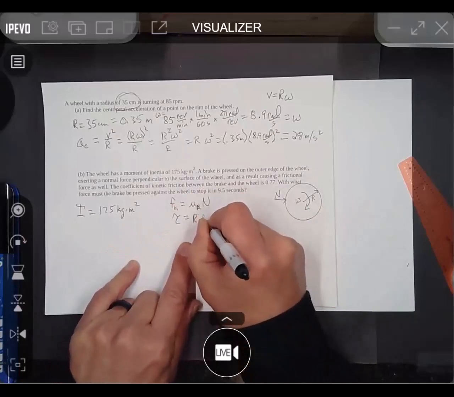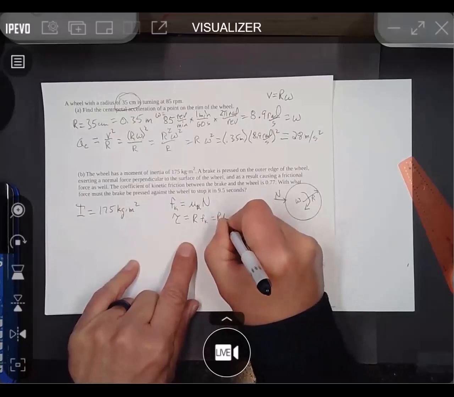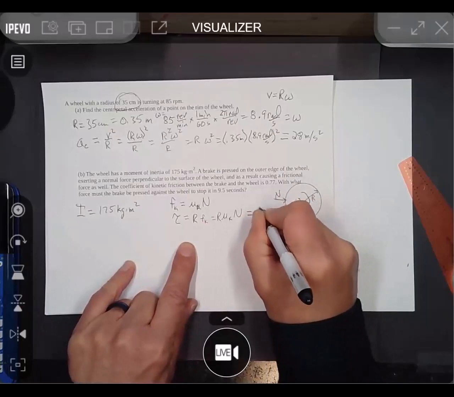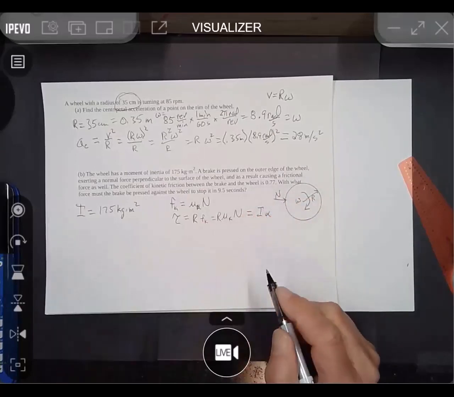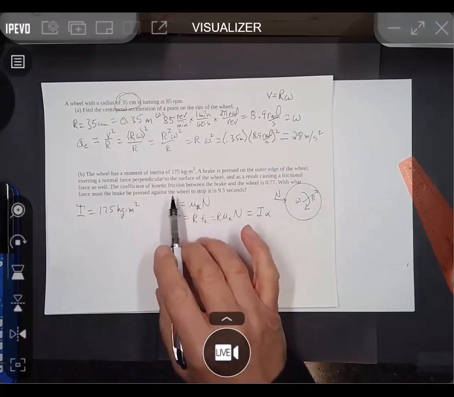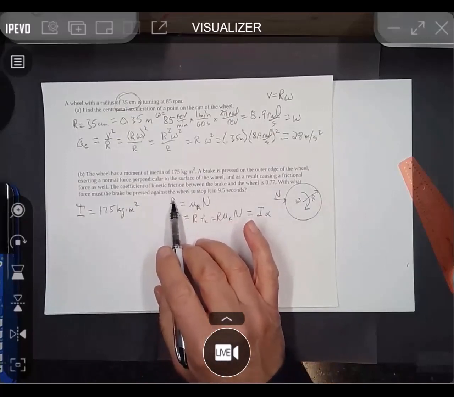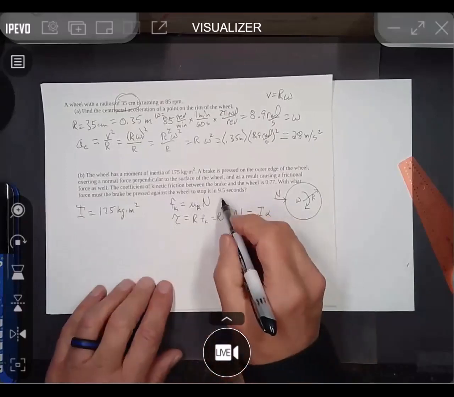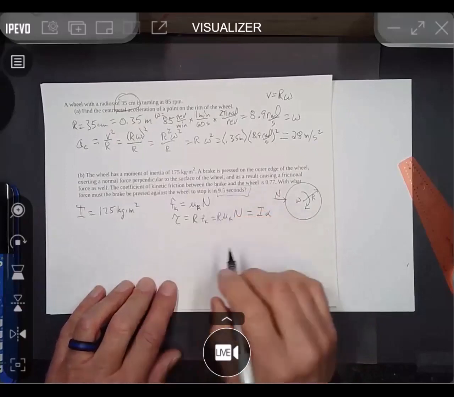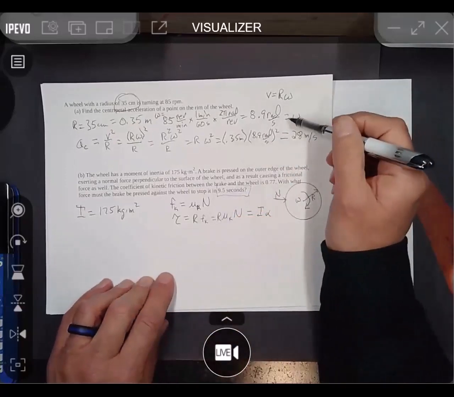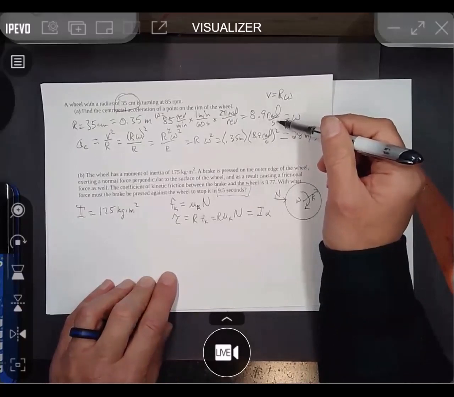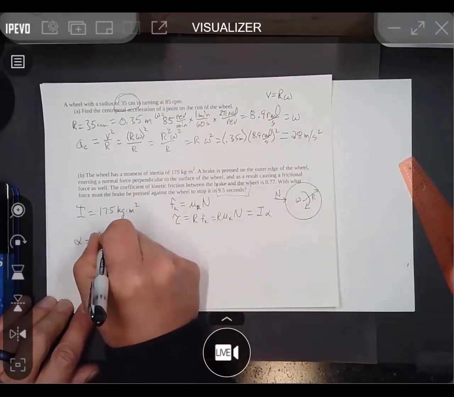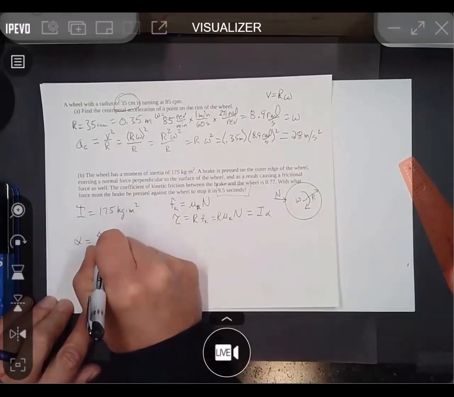R times F sub k, which is R mu sub k times the normal force. And that will give rise to an angular acceleration. Now, let's see. With what force must the brake be pressed against the wheel to stop it in 9.5 seconds? That's enough information to figure out what alpha is, because we know omega initial is 8.9 radians per second, and alpha will equal delta omega divided by delta t.